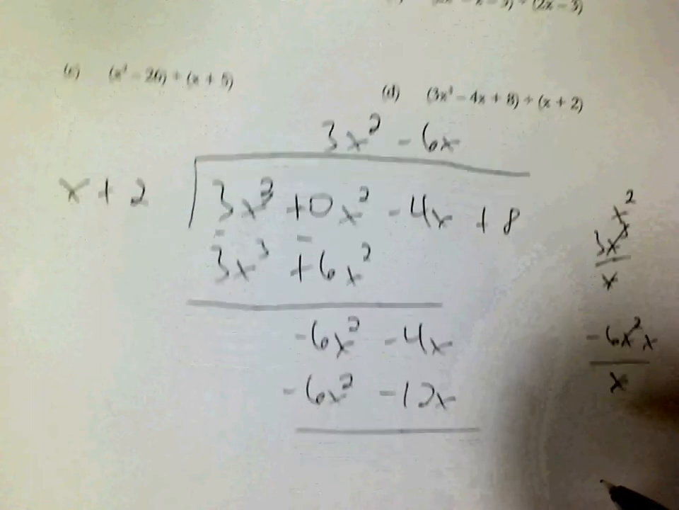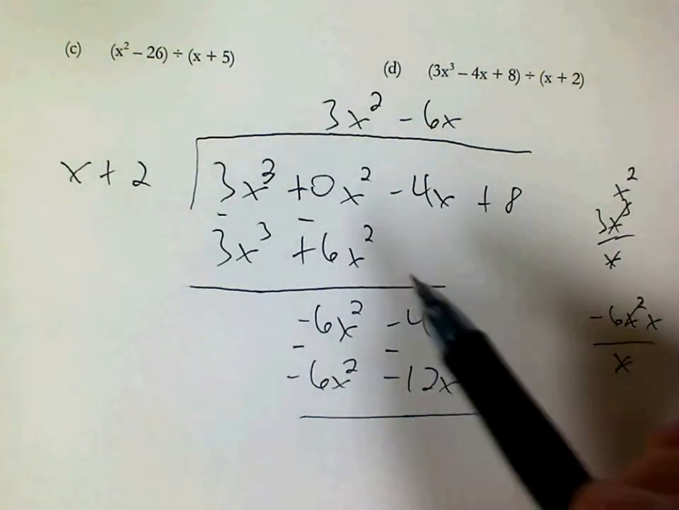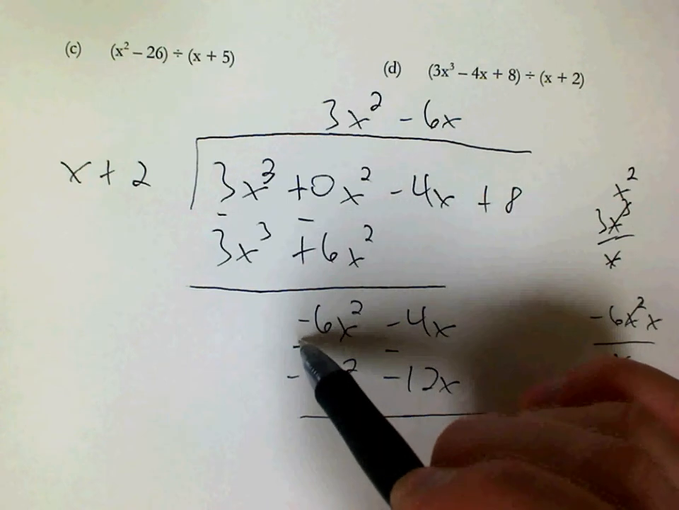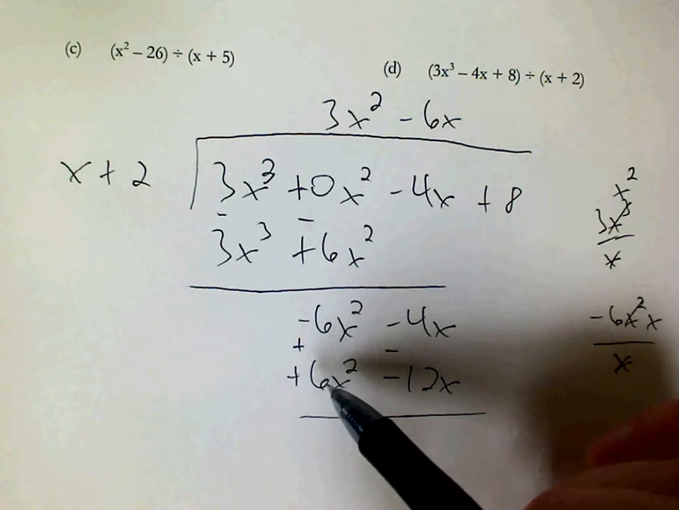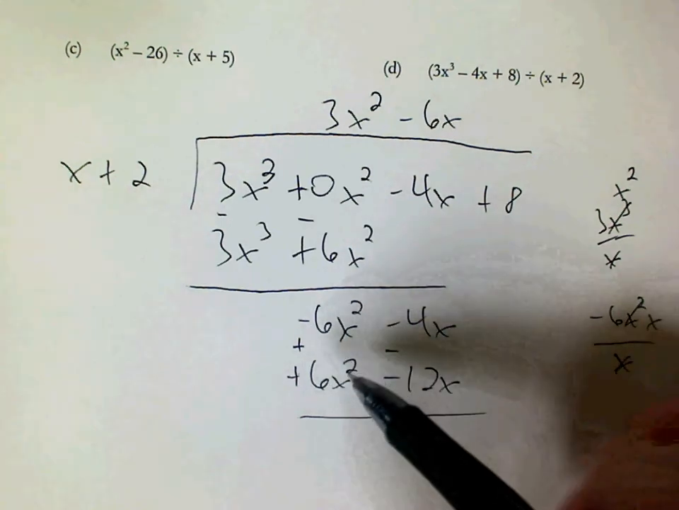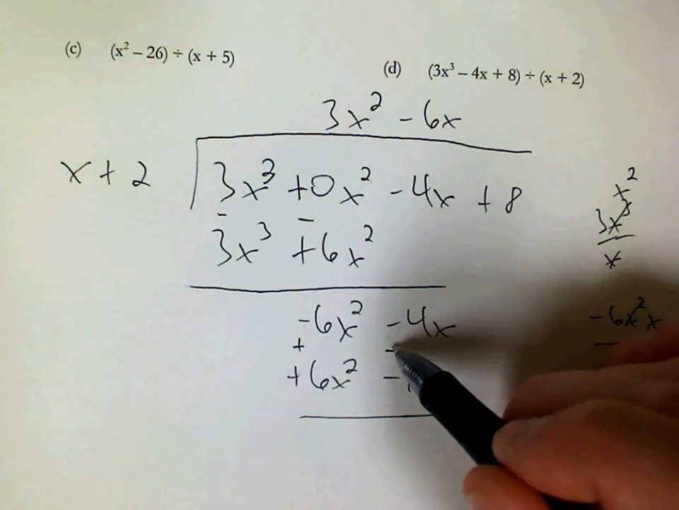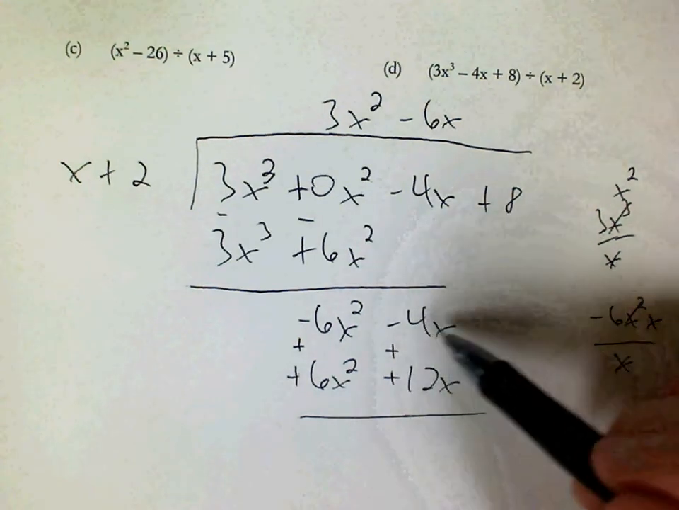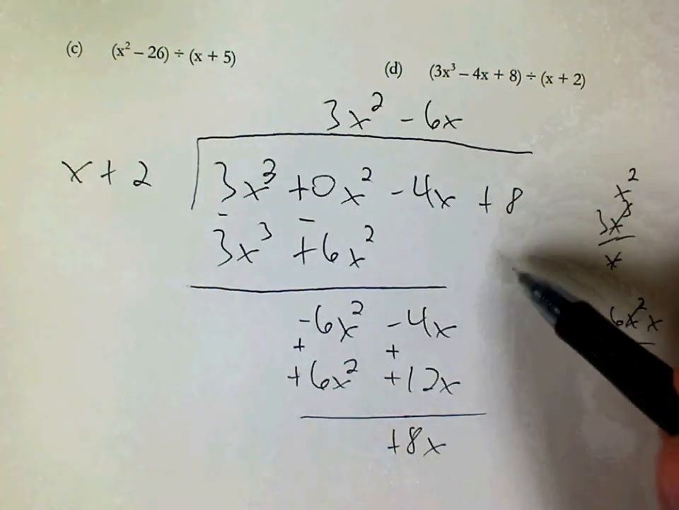Once again, I like to write in the minus signs so you can see what's going on. And if you want to, change, add the opposite. So a negative 6 plus a positive 6, or negative 6 minus a negative 6, either way you want to look at it, it becomes a 0. But over here, I'm definitely going to change these signs. Negative 4x plus 12x gives us a positive 8x. Going to bring down the plus 8.